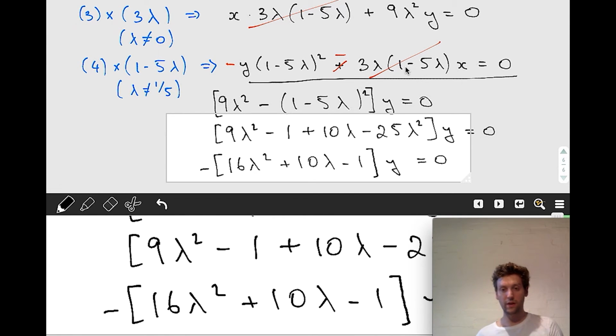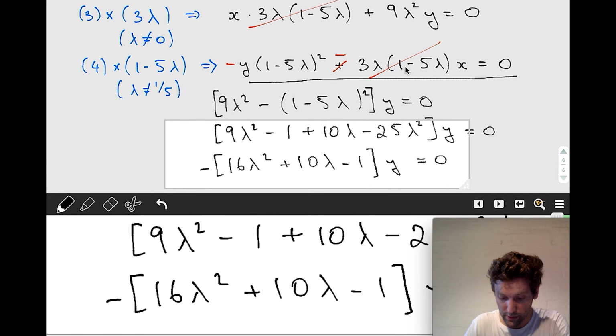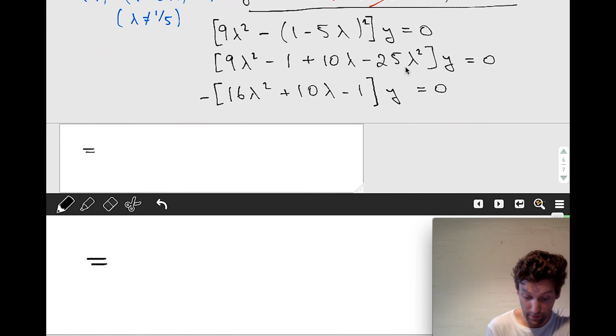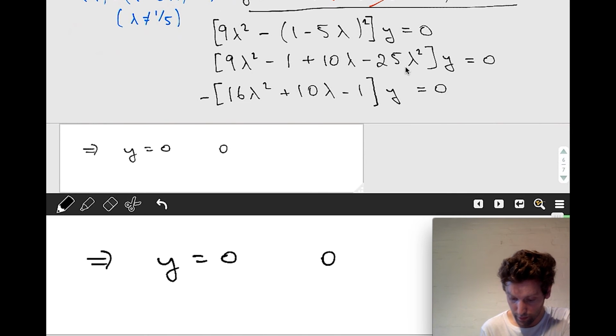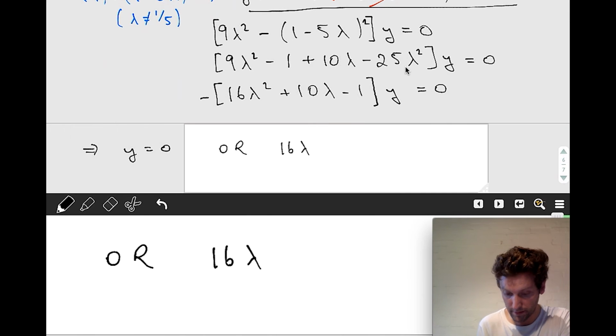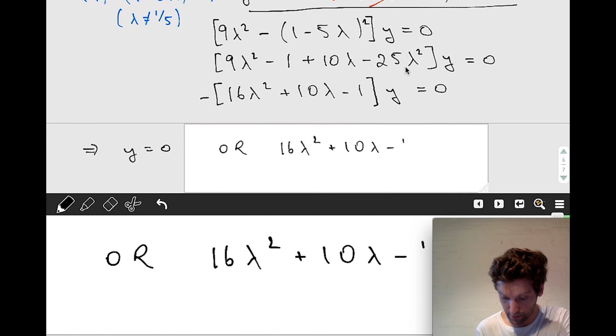So you notice here that I have two possibilities. I've got either that this term in square brackets is 0, or I've got that y is equal to 0. So this implies that either y is equal to 0 or 16 lambda squared plus 10 lambda minus 1 is equal to 0.